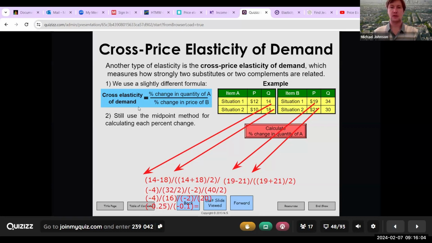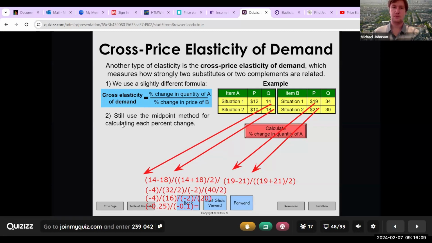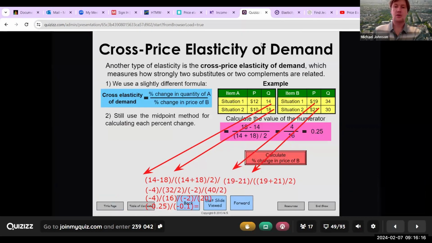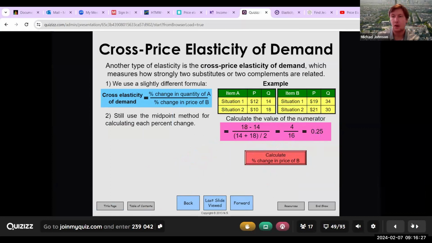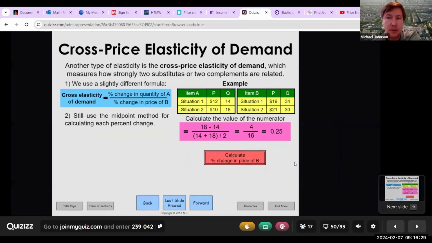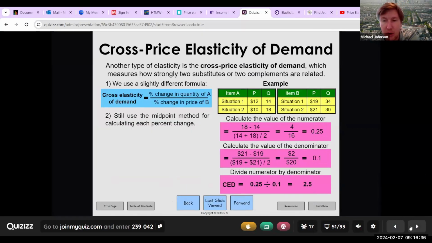I'll take a screenshot of this and send it. So if you do this here, the top would be 0.25 like we found here. And then the bottom would be the prices for B, where we get 0.1, and we get 2.5.